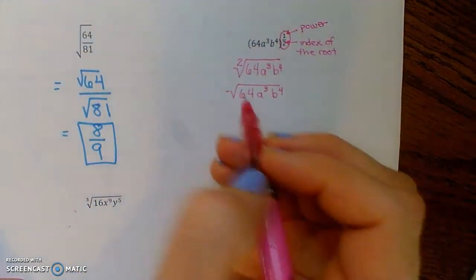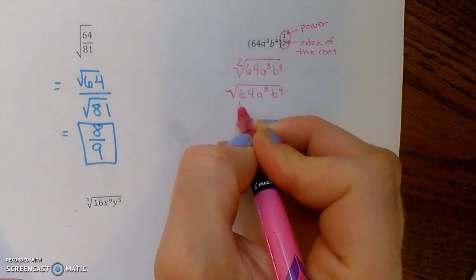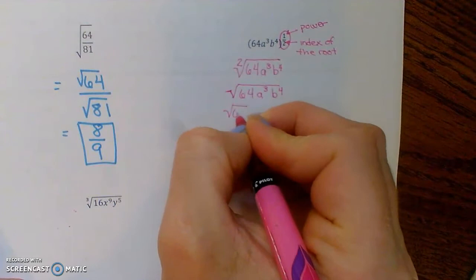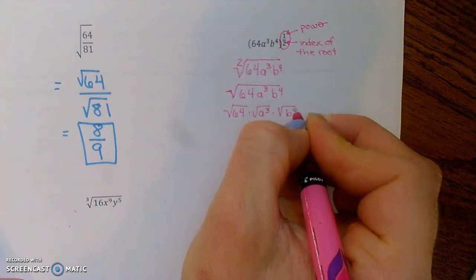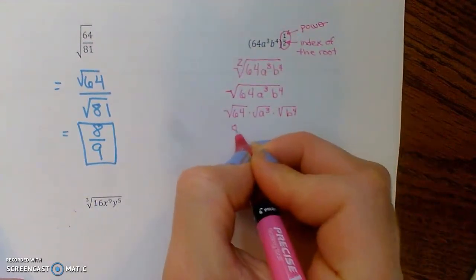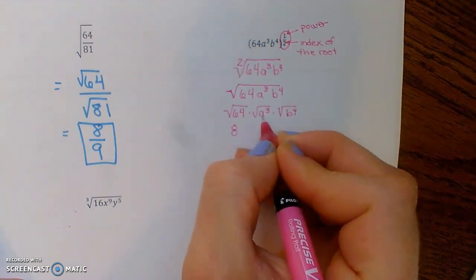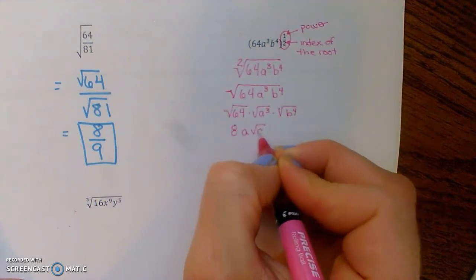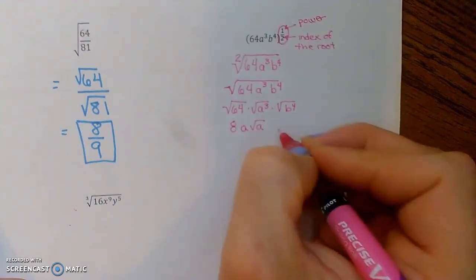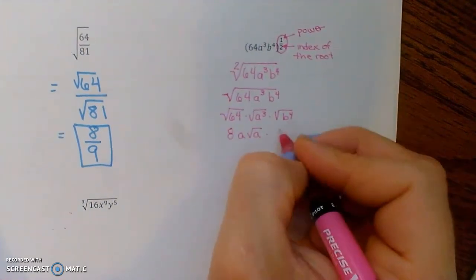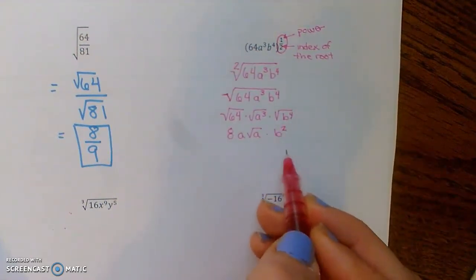All right, so now I'm going to simplify this by simplifying each factor separately. So I got the square root of 64 times the square root of a cubed times the square root of b to the fourth. Square root of 64, that's just 8. Well, a cubed, that's like a squared times a. So one of the a's can pop out and one is left underneath. So it's like a squared times a is a cubed, right? All right, and the square root of b to the fourth, that'll just be b squared, because b squared squared is b to the fourth.